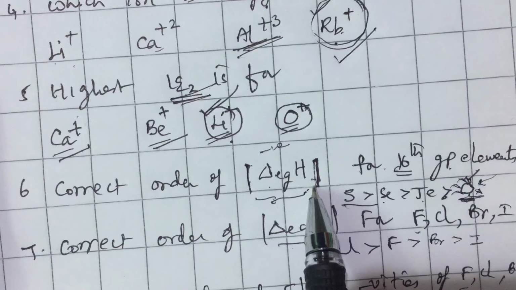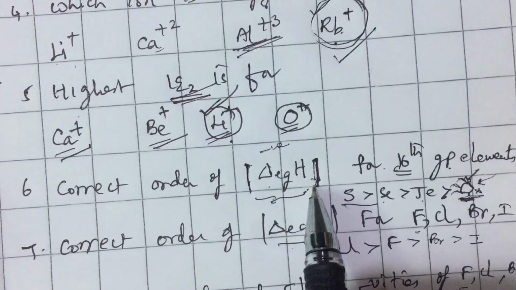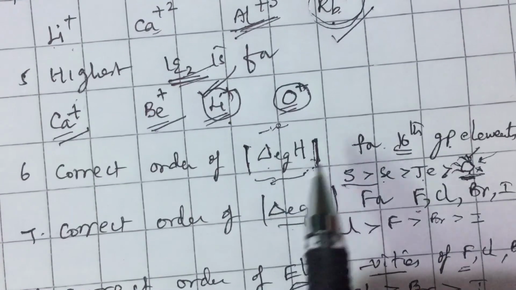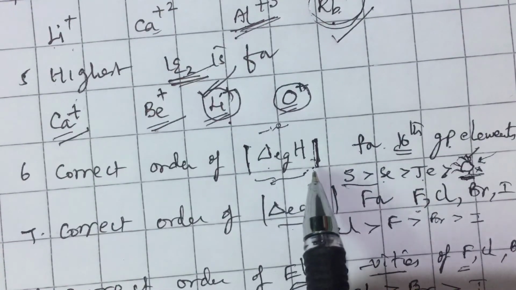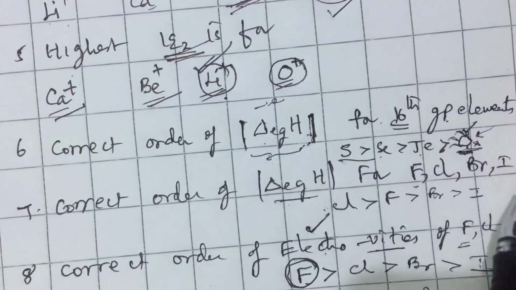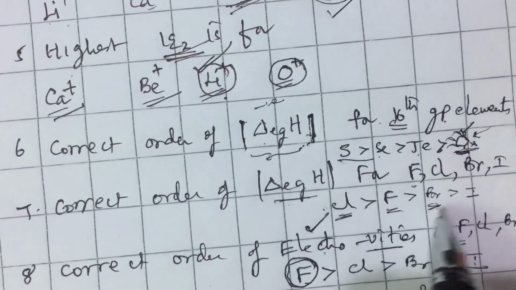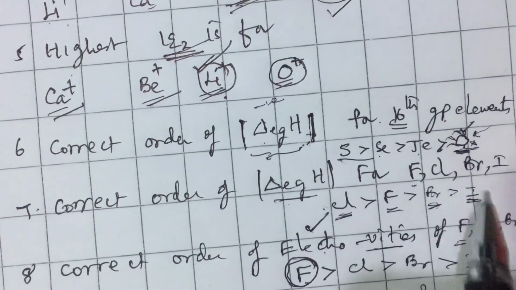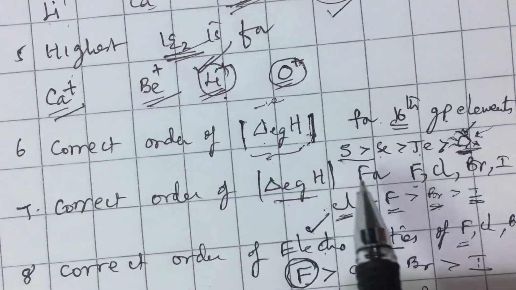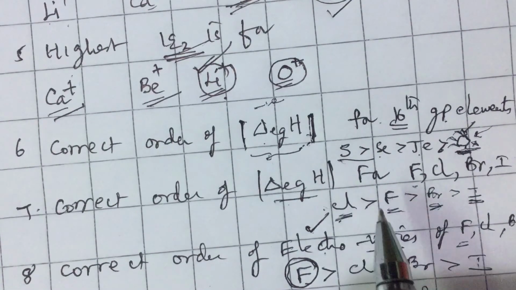Generally, atoms which have fully filled orbitals or half filled orbitals are stable and they are not interested in taking an extra electron because adding an electron will destabilize the configuration. Anyway, correct order of electron gain enthalpy for chlorine, bromine, iodine. Again, Cl is greater than fluorine is greater than bromine is greater than iodine.